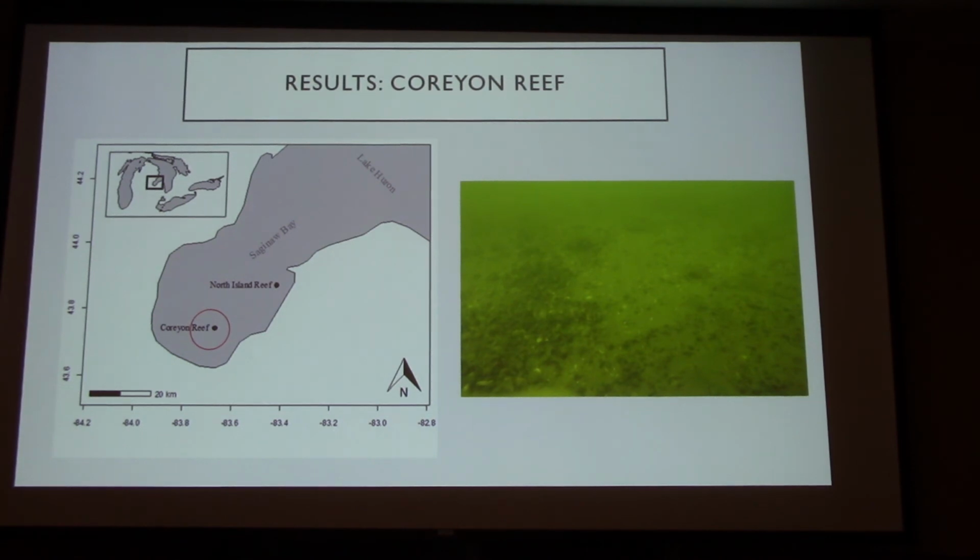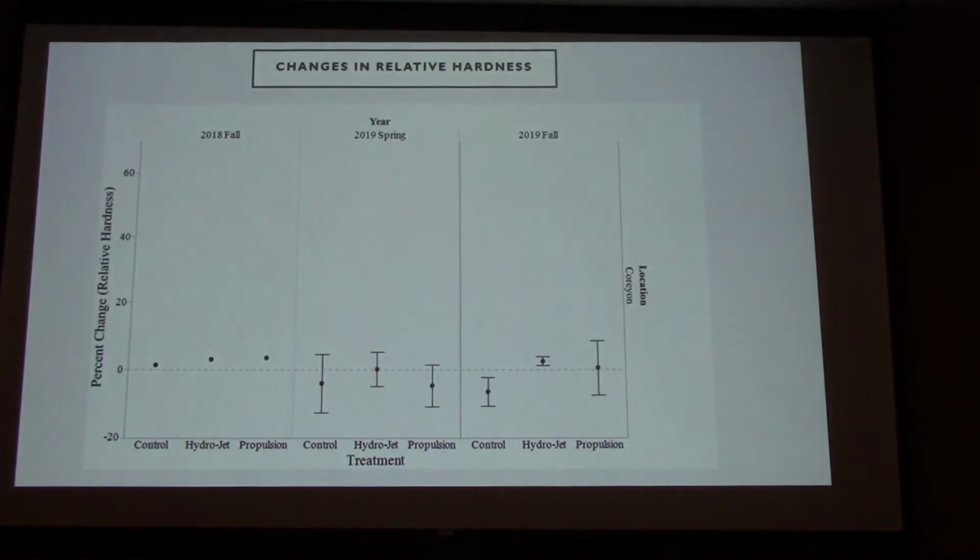And then Corian happens, which is not good. There's a lot of sediment. In some areas, there's up to about 1 meter of sediments. So we knew right off the bat that we probably aren't going to be able to remove any of those. And the relative hardness data suggests just that. There's really no change from pre to post-clean, and even among sampling periods here. It's pretty much flatlined. We didn't do anything out there.